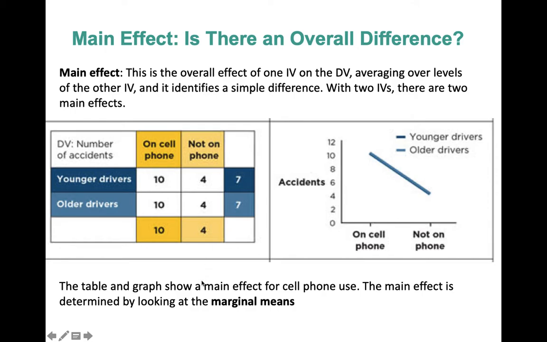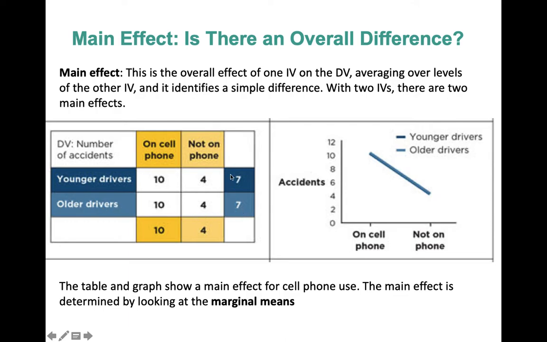And we do that by examining something called the marginal means. The marginal means we get by taking the average across the two different cells at one level of one of the independent variables. So if we want to get the marginal mean for young drivers, that is the number of accidents that young drivers had on average across both the cell phone and the not cell phone condition, we simply take the average of 10 and 4. 10 plus 4 is 14, divided by 2 is 7. So 7 is the average of 10 and 4, and we do that for older drivers as well.